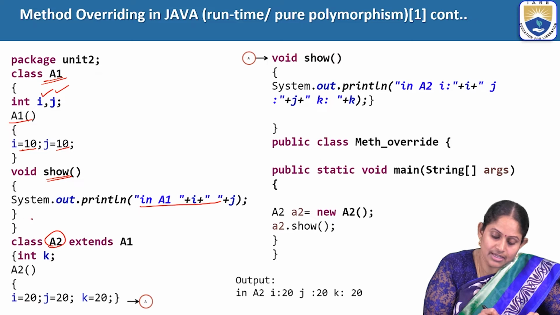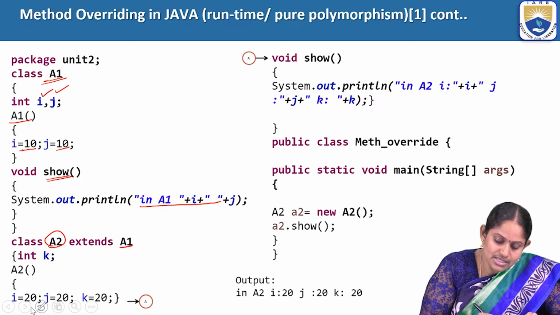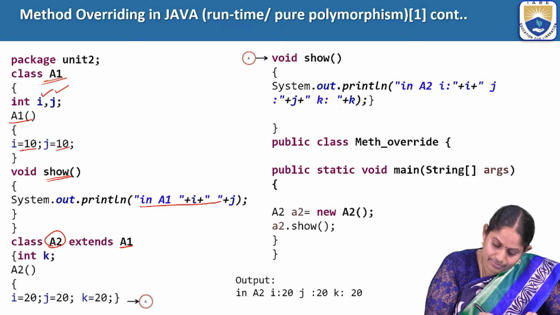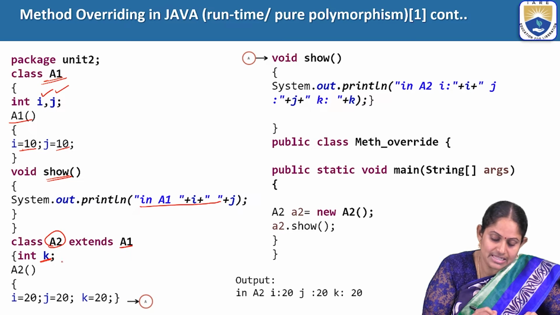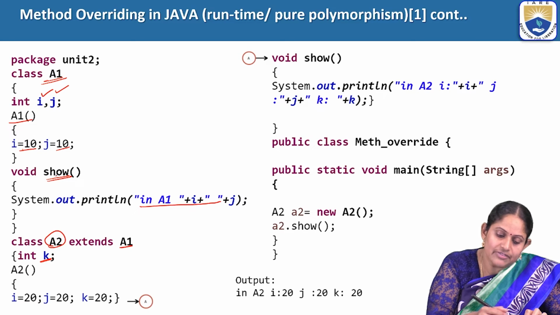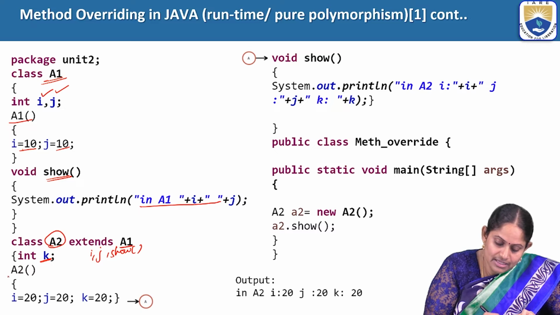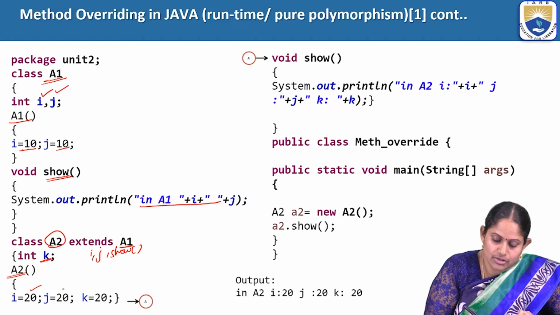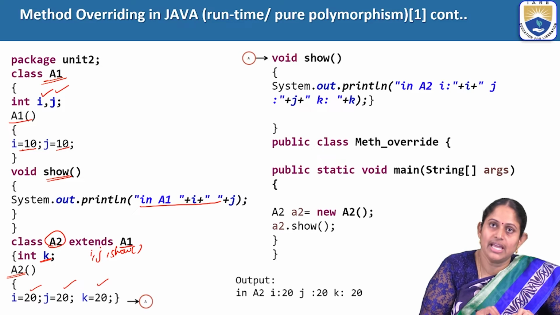Now we have the class A2 which is inherited from A1, wherein A2 has its own instance variable k. Since A2 is inherited from A1, it will also have access to i and j and the show method. The constructor of A2 is initializing the values of i, j and k to 20. So these are the instance variables of A2 now.